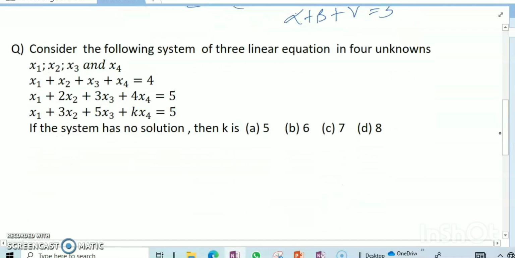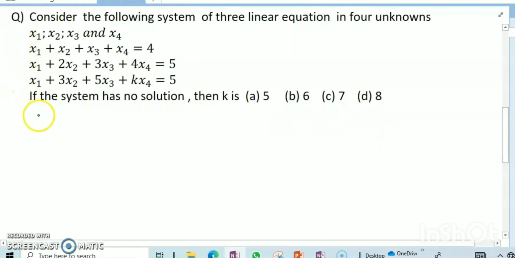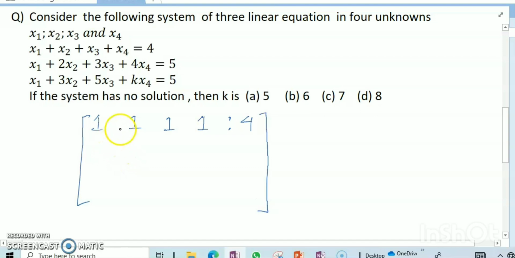Next question: consider the following system of three linear equations in four unknowns x1, x2, x3 and x4. So x1 plus x2 plus x3 plus x4, so I can write the augmented matrix. How can I write? 1, 1, 2, 3, 5, 1, 3, 5, k such that 5. So this is my augmented matrix.